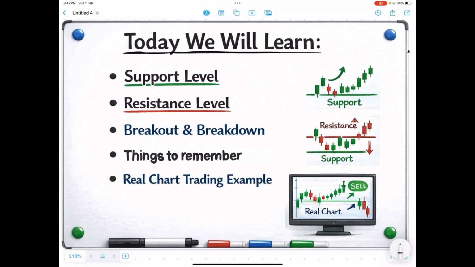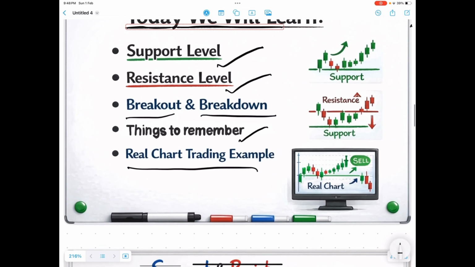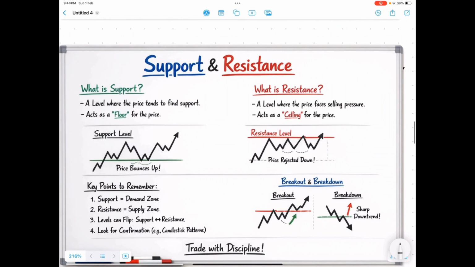So today we will understand the full concept of support and resistance, alright? First we'll cover the theory and after that I'll show you on a real trading chart. So first we'll understand what a support level is, then what a resistance level is, what a breakout is, and what a breakdown is. And there are some things that beginners should always remember, which I will tell you, and at the end we'll look at a trading example on a real chart. Okay, so let's start with support and resistance.